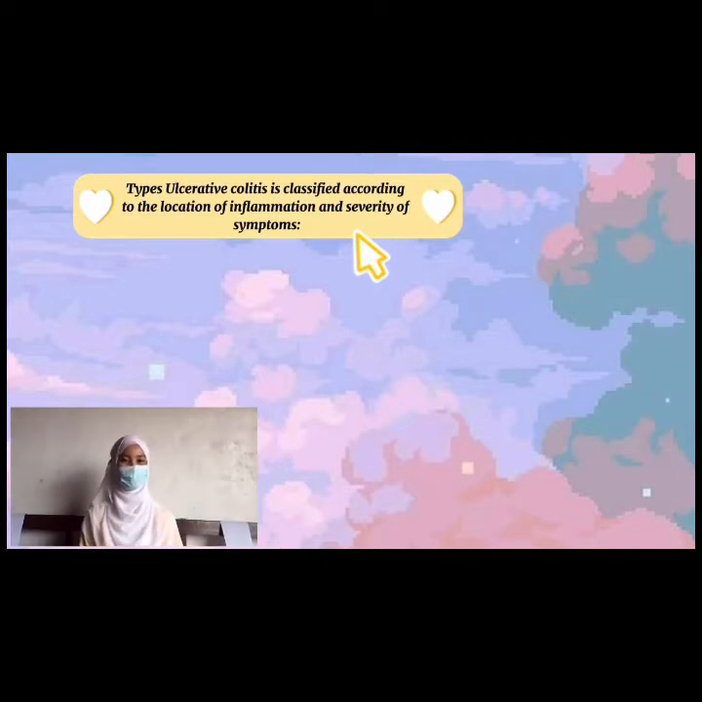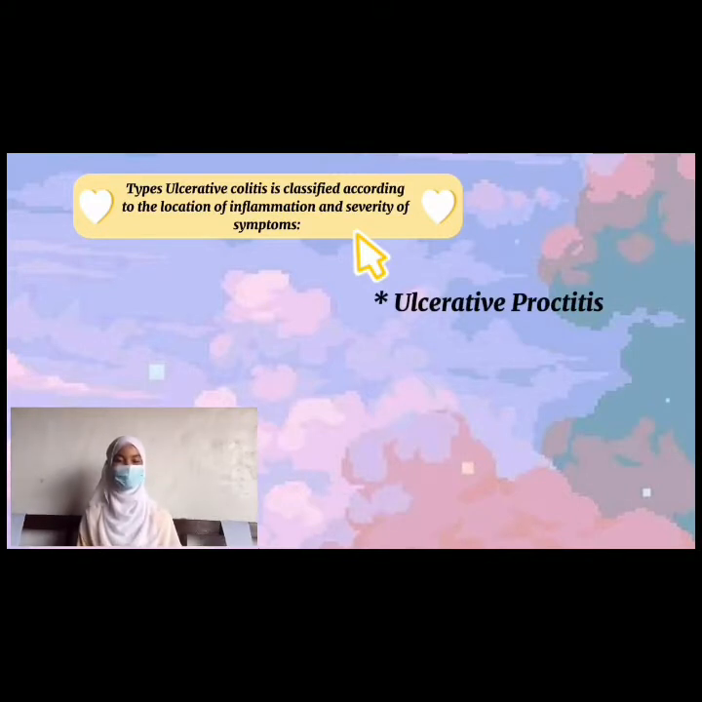Ulcerative colitis is classified according to the location of inflammation and severity of symptoms. And also we have ulcerative proctitis. In ulcerative proctitis, inflammation is confined to the area closest to the anus, the rectum, and rectal bleeding may be the only sign of the disease. This form of ulcerative colitis tends to be the mildest.